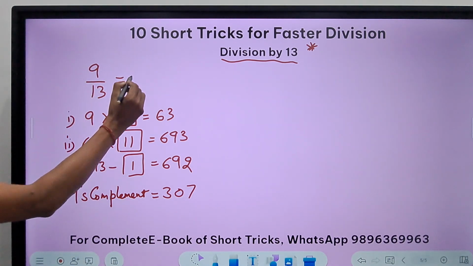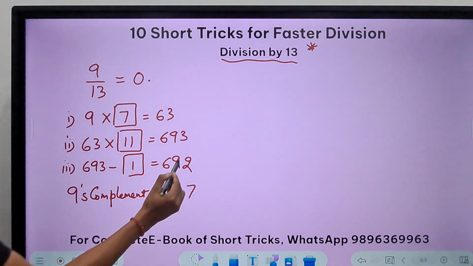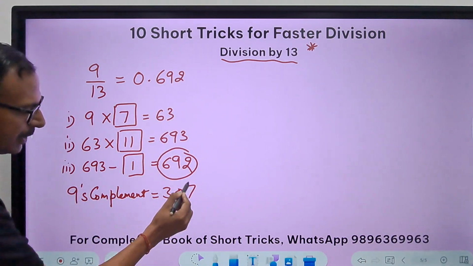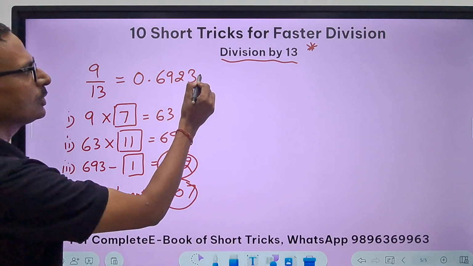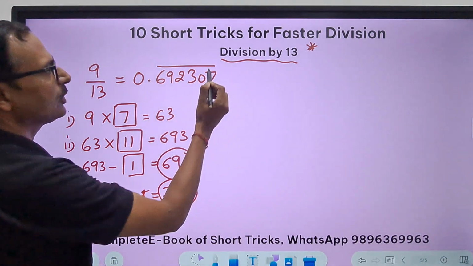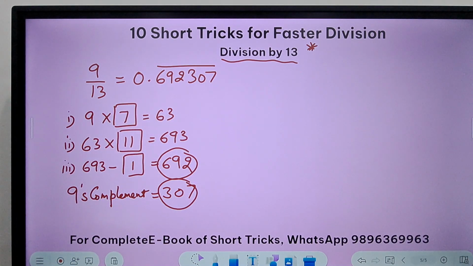It's a proper fraction, so 0 point, right? And the first part is this 692 and the second part is this 307, and these 6 digits are going to repeat over and over again, giving you the decimal representation of 9 by 13. So we can do any number now.